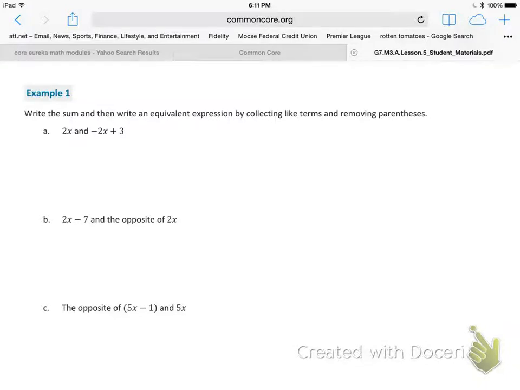Let's go ahead and do example 1 here, A through C. Let's do this together. The instruction here is to write the sum and then write an equivalent expression by collecting like terms and removing parentheses. Let's continue to stress this idea of like terms, so please understand what that means. I want you to be able to use this terminology and feel as if you are understanding.